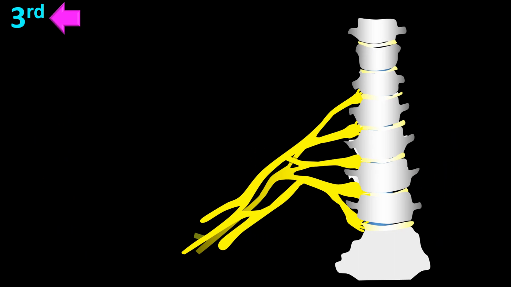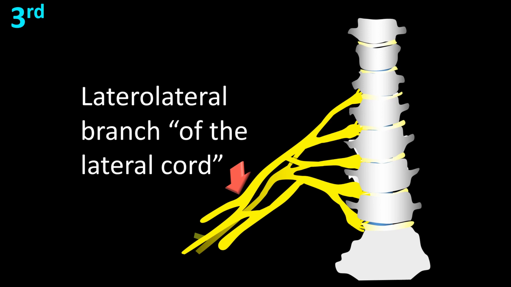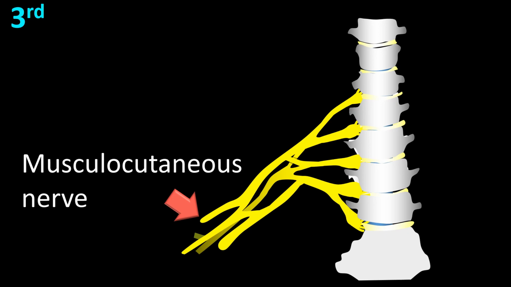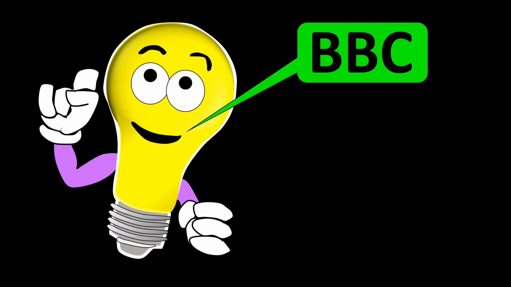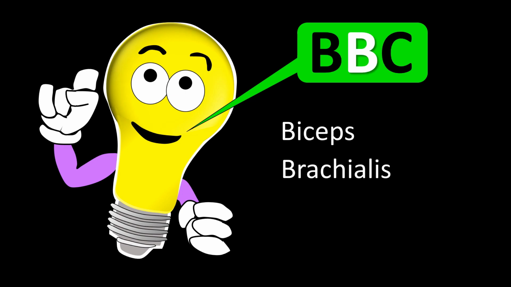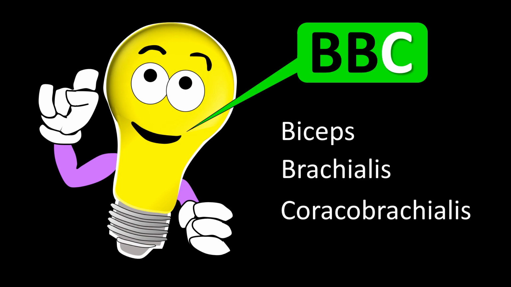I will now talk about a different nerve. The third nerve arising from the distal region of the brachial plexus, from the lateral branch of the lateral cord, is the musculocutaneous nerve. I remember the muscles innervated by this nerve by thinking of the British comedian Benny Hill, who used to work for the BBC. The first B stands for biceps, the second B for brachialis, and the C for coracobrachialis.